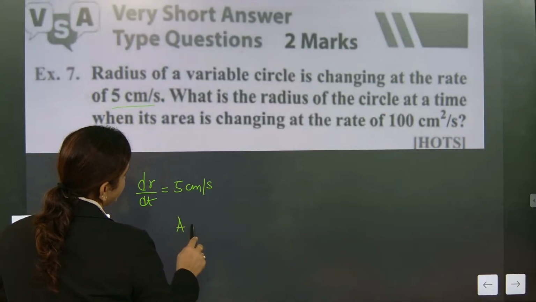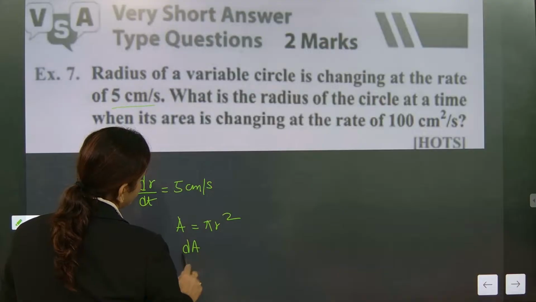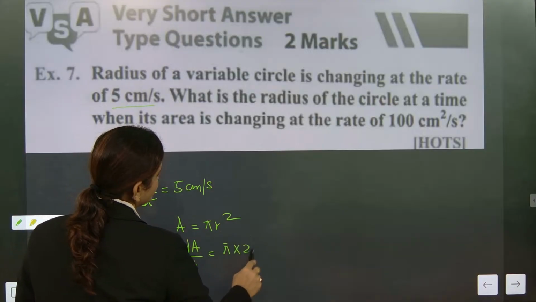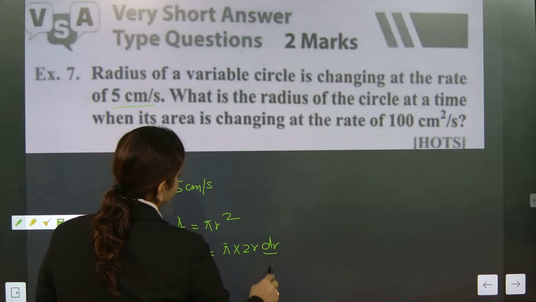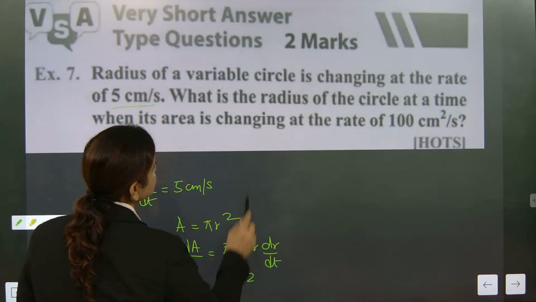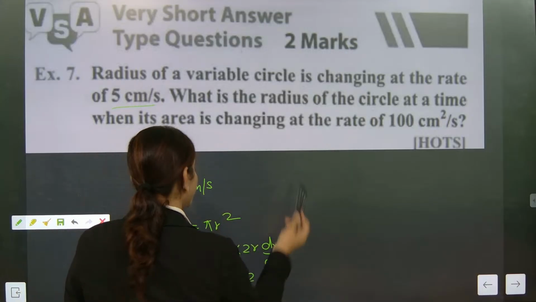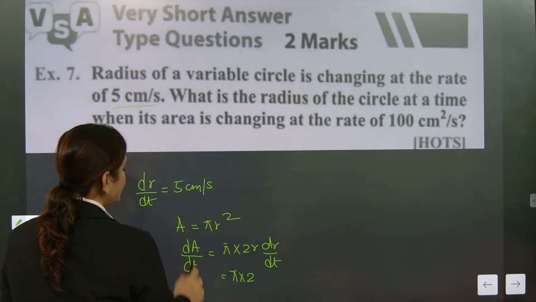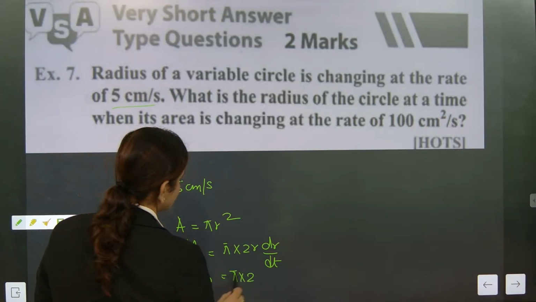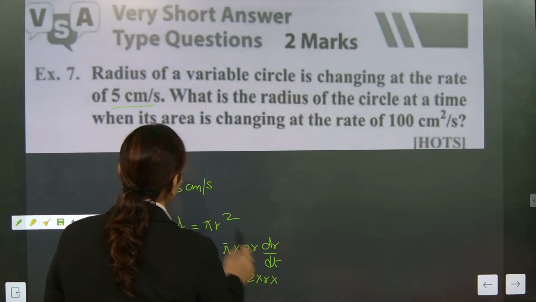So definitely area of a circle is pi r square. So dA by dt is equal to pi into 2r dr by dt. Is there any radius given here? What is the radius of circle? Radius only we have to find. dA by dt value given is 100 square centimeter. So 2 pi into r into dr by dt.